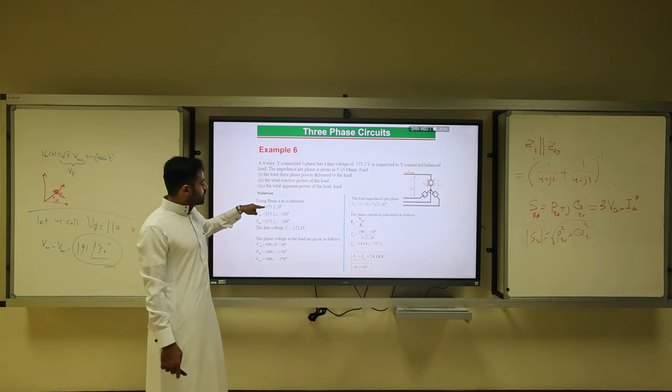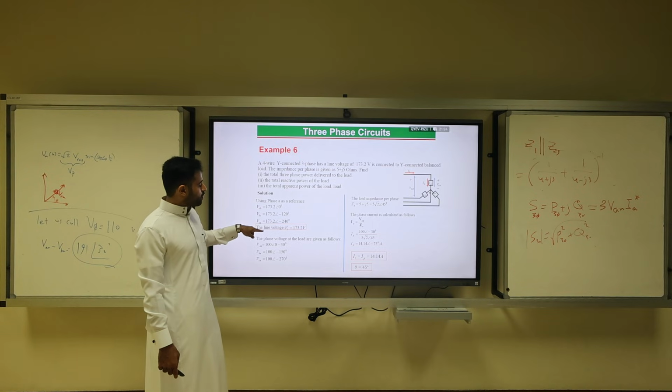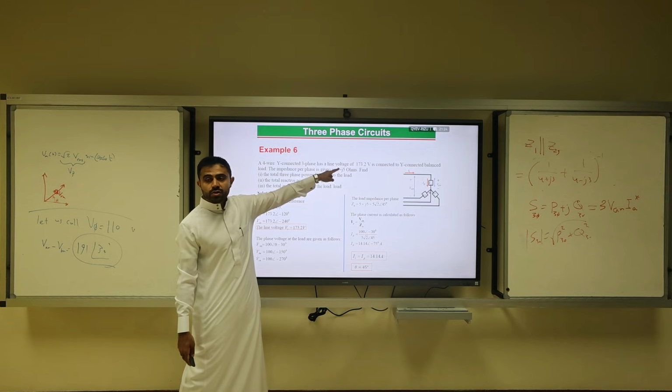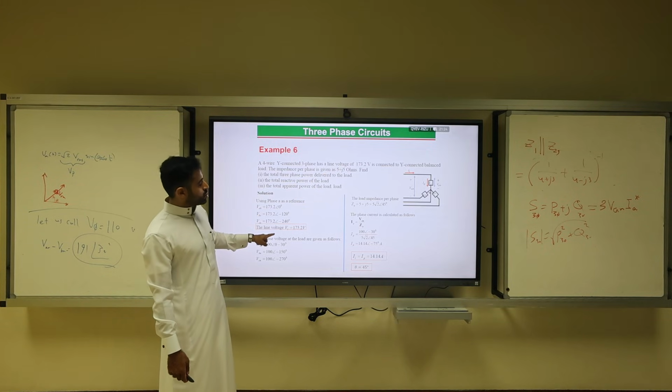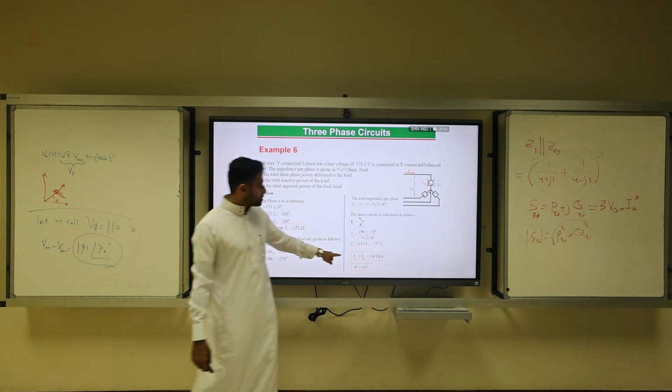How to do it? VAB is what? 173 angle 0. Because this is Y, we need the phase voltage, so the line voltage should be divided by square root of 3. No, it's given here as a line, so we use the square root of 3. But before that, do I have the current? No, I have to get it. How to get the current?